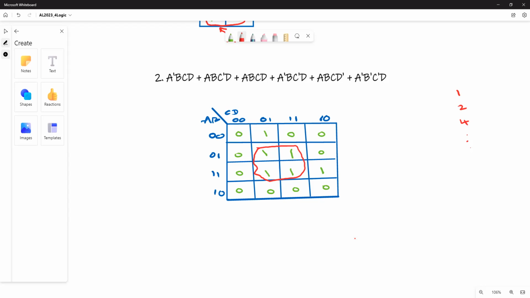It could be overlapped, right? But better, can we have 4? No. There are no 4 consecutive ones. So the best one would be to combine these two. So there's another group that we can form with these two terms.